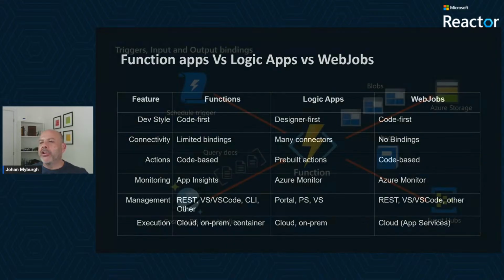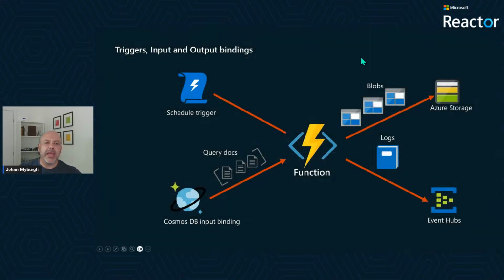Now, I alluded to triggers, input and output bindings. Every function that you create will have a very specific trigger. And you cannot get away from that. Without a trigger, a function actually doesn't exist. So when you create the function, however and whichever tool you are using to create a function, you are specifying the trigger that's going to be triggering that function. Okay, so I'll give you a quick example here.